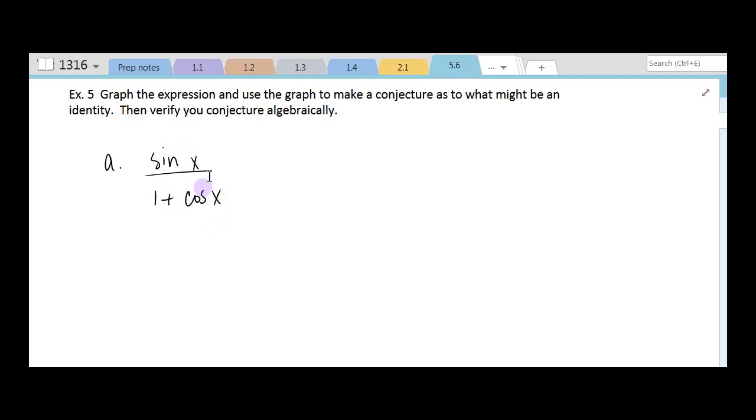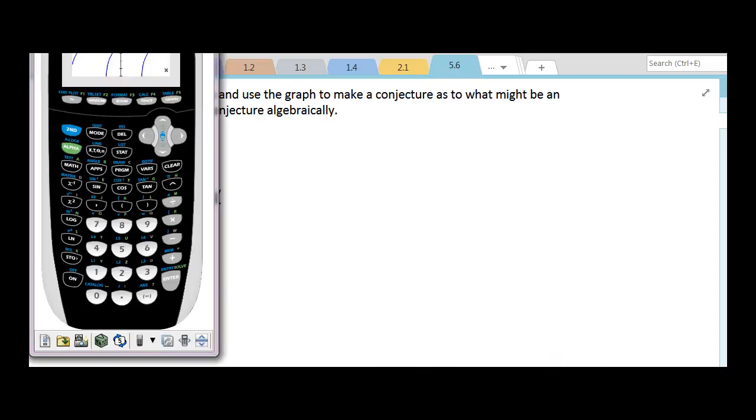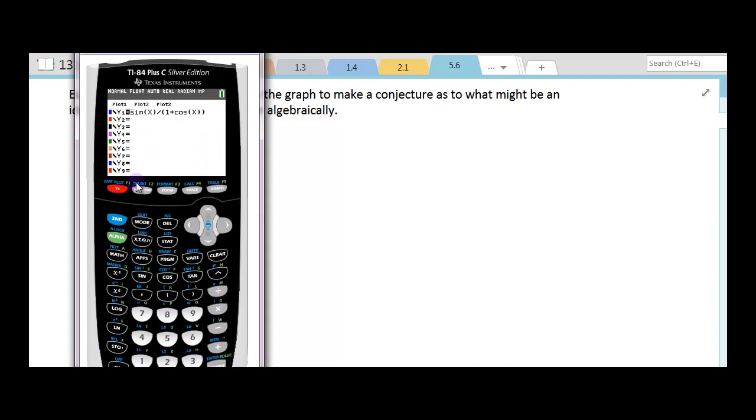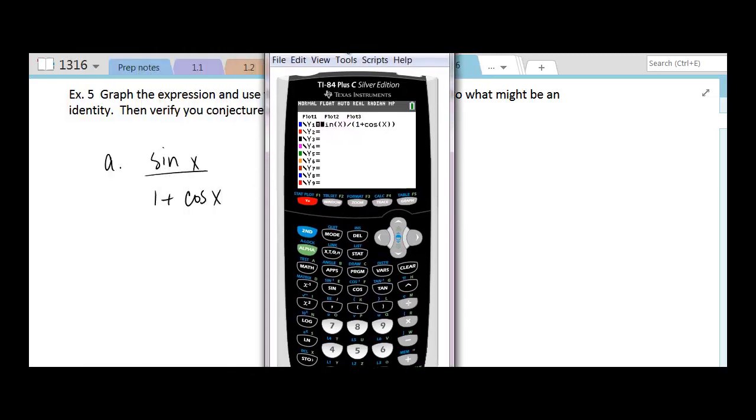So I'm going to enter this expression into my calculator on the y equals. Let me pull up my calculator for you. When I do that, this is now on the y1. So I have sine x divided by 1 plus cosine x.